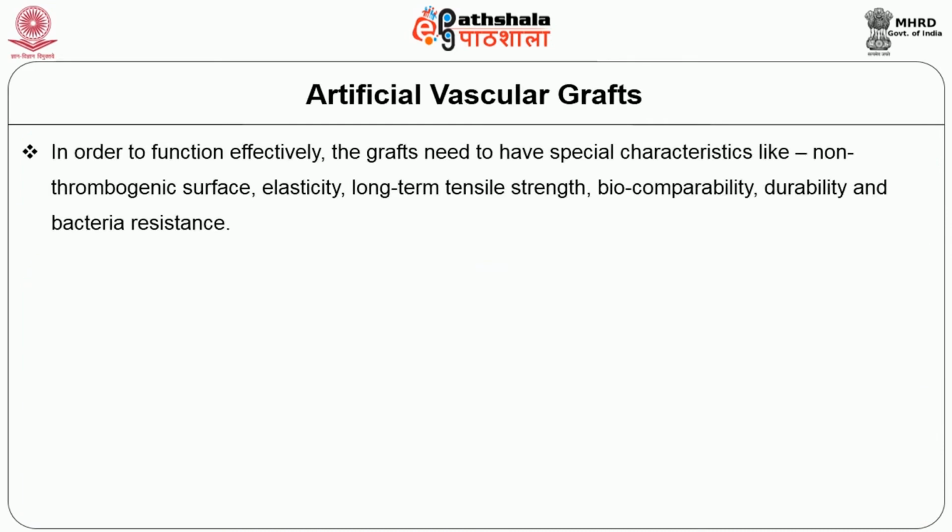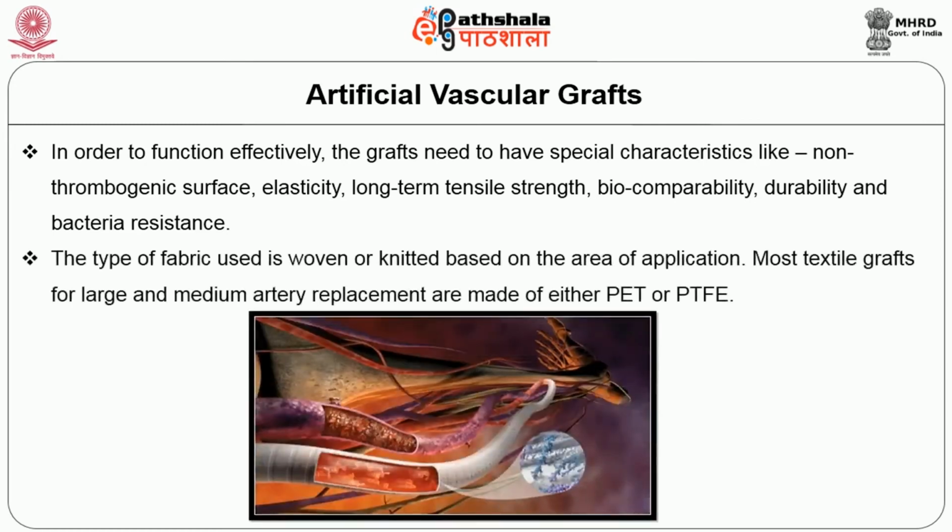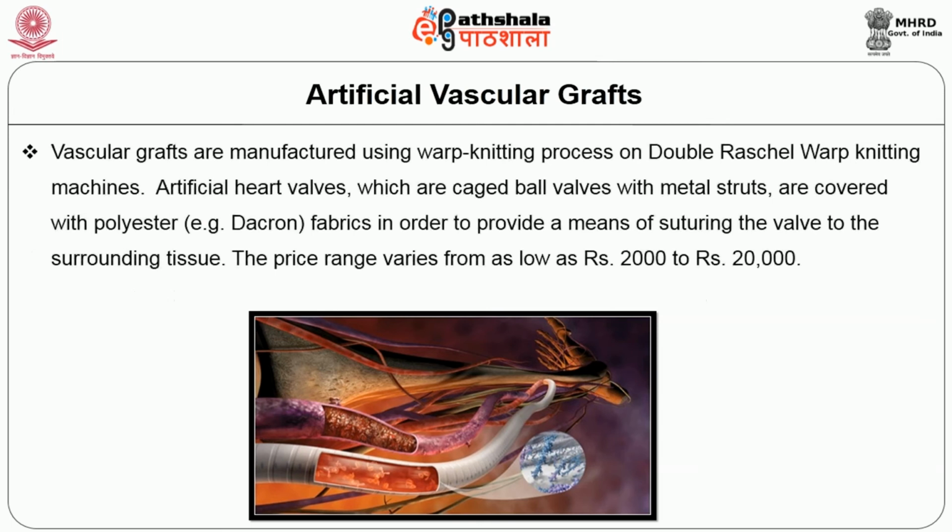Next, we shall see about artificial vascular grafts. In order to function effectively, the grafts need to be specially characterized, like non-thrombogenic surface, elasticity, long-term tensile strength, biocompatibility, durability and bacteria resistance. The type of fabric used, woven or knitted, is based on the area of application. Most textile grafts are large and medium artery replacements made of either PET or PTFE. Vascular grafts are manufactured using warp knitting machines, on double Rachel warp knitting.